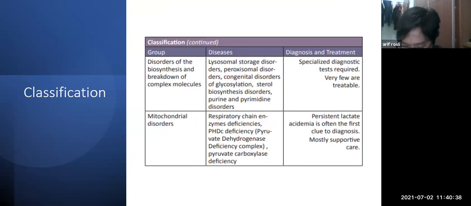For group 4, there are disorders of the biosynthesis and breakdown of complex molecules. Examples are lysosomal storage disorders, which are diagnosed with specialized diagnostic tests, and very few are treatable. And then lastly, we have mitochondrial disorders, such as respiratory chain enzyme deficiencies, which are first diagnosed when there is persistent lactic acidemia. Mostly we can only offer supportive care for group 5.